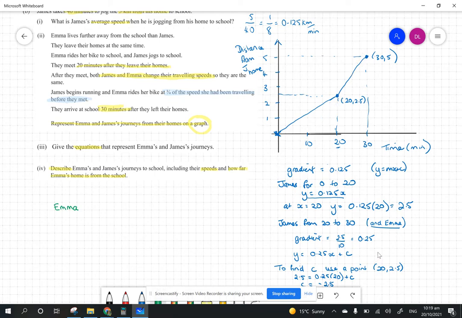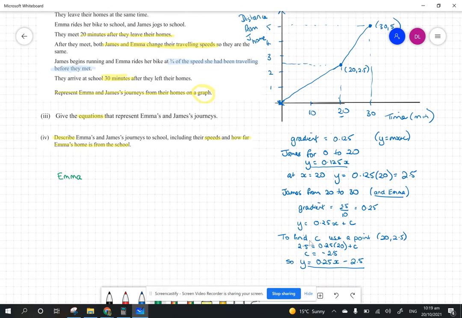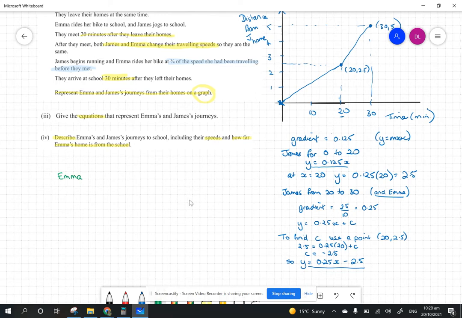Now you can work it out like that, or you can do it like this. To find c, we need to use another point in this equation here. That means an x value and a y value. The x value is 20, so we put it into that equation, and the y value is 2.5, so we put it in there, and we just substitute them in, and then the only unknown is c. You work out c, and then you have the equation, and that comes out to be that one there. So that's for James from 20 to 30 minutes, and it's also Emma because they're supposed to join up and walk to school from that point onwards.